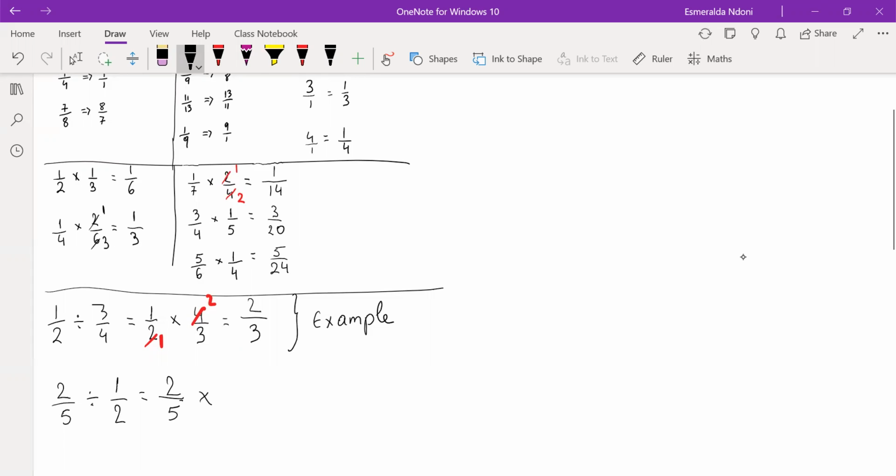So 2/5 multiplied by 2/1. Multiplying fractions, top, top, bottom, bottom. 2 times 2 is a 4, and 5 times 1 is a 5. And I have finished. Please pause the video and copy the second example.